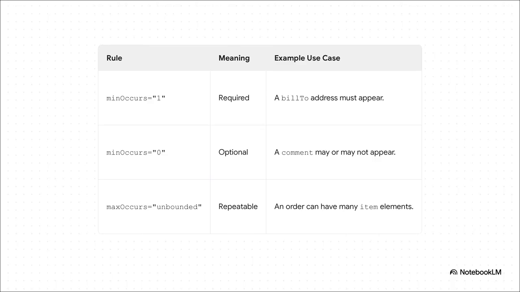So how does the schema control how many of something you can have? It uses these little rules called occurrence constraints. With these, we can say an element is required, that it must show up at least once, like a bill-to address. Or we can say it's optional, like a comment. And we can say it can repeat over and over as many times as you want, like the list of items in an order. This gives you incredibly fine-grained control.